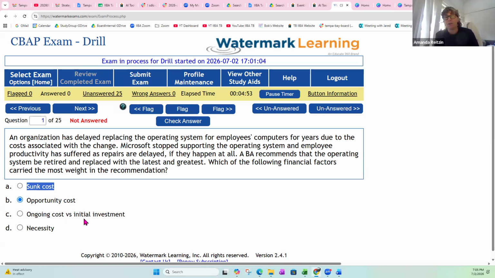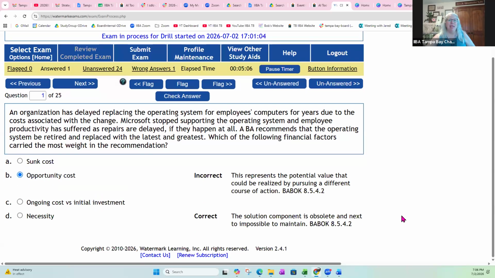I don't know, the ongoing cost of working with the old system. My gut says B, but C could be correct as well. Yeah, I'm curious to know. Let's test B. Let's check C. And Jesse was right. Oh no! So the answer is necessity. We were all wrong.